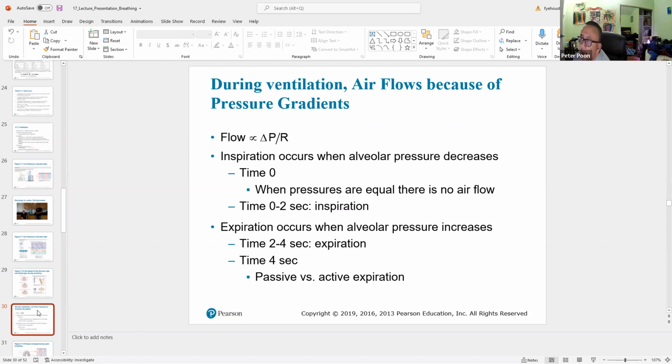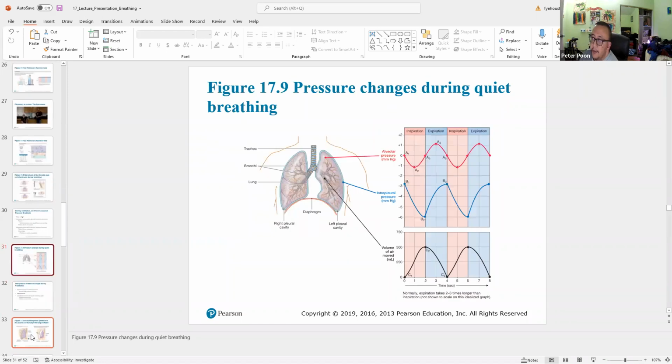Flow is roughly equivalent to change in pressure over R. Sorry, not diameter, I don't know why I said diameter. Resistance. Change in pressure over the resistance, just like it is for blood vessels. So there you go. Changes in pressure.